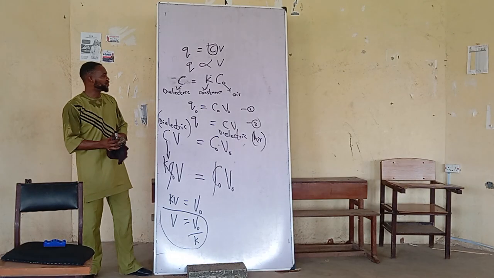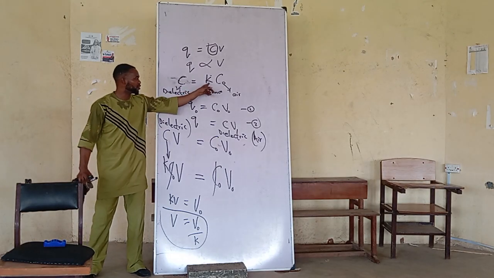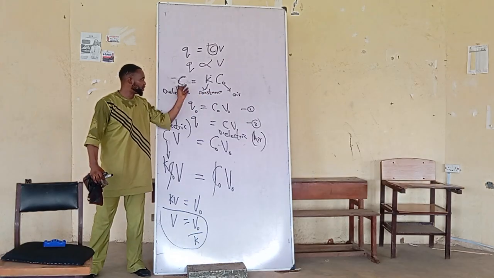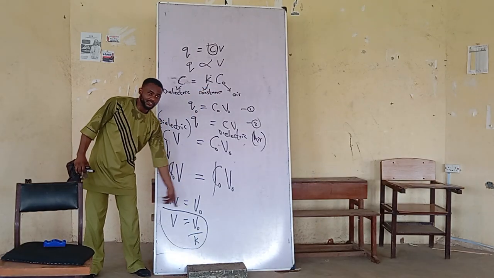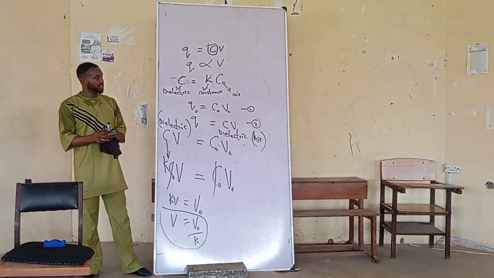That is why if you check this, C here is directly proportional to A epsilon naught. Is it not? It's a direct relationship. But notice here, it's an inverse relationship. So note that. Note that.